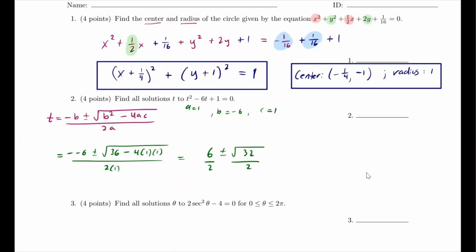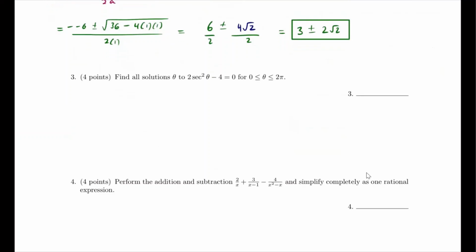Okay, continuing on. So I can simplify this further. This is 6/2, that's 3, plus or minus square root of 32, you can simplify it this way. So this is 16 times 2, and then 16 will simplify. Square root of 16 is a 4. Square root of 2 doesn't simplify, so that's just 4 square root of 2. So square root of 32, I can replace that with 4 square root of 2. And now I simplify this further. 4/2 simplifies to 2 root 2. So there you have it. Just keeping it consistent, 2 square root of 2. So this is our value for t. We have 2 solutions. Moving on to number 3.